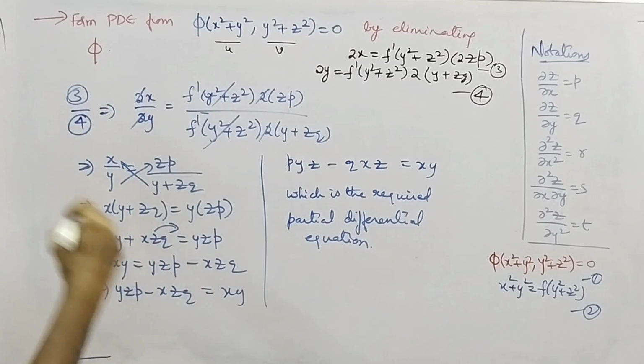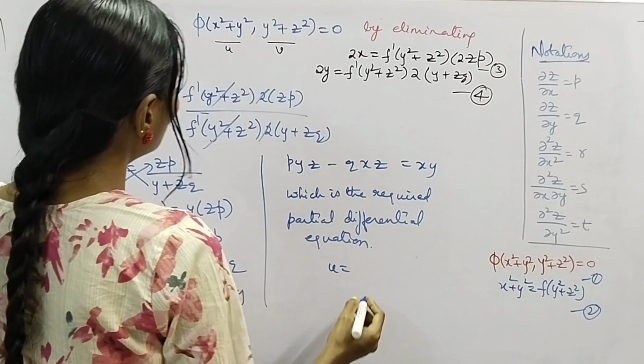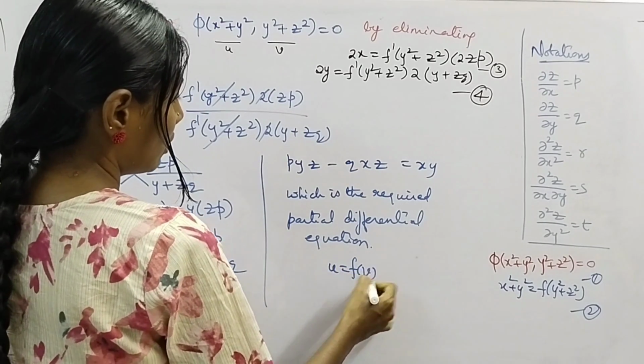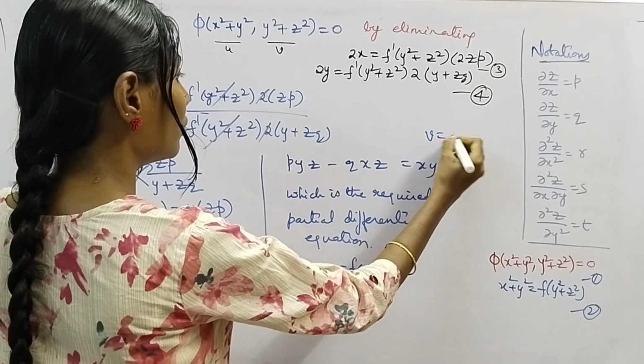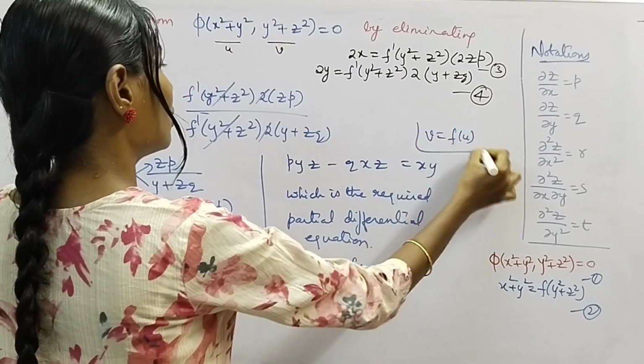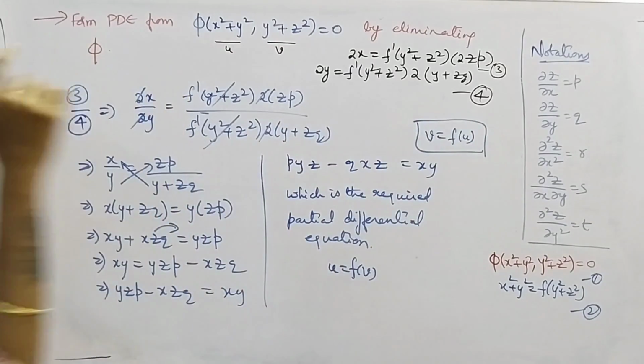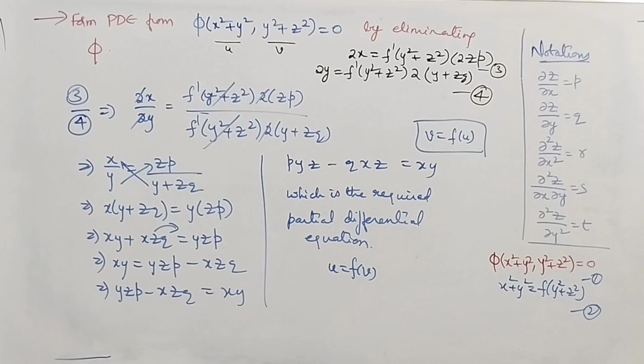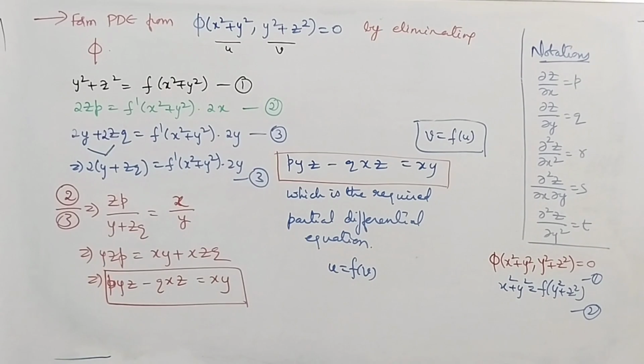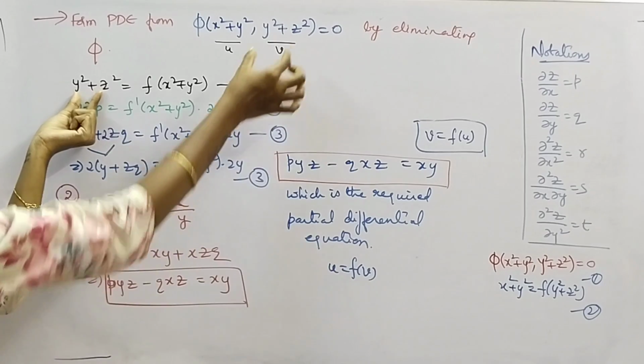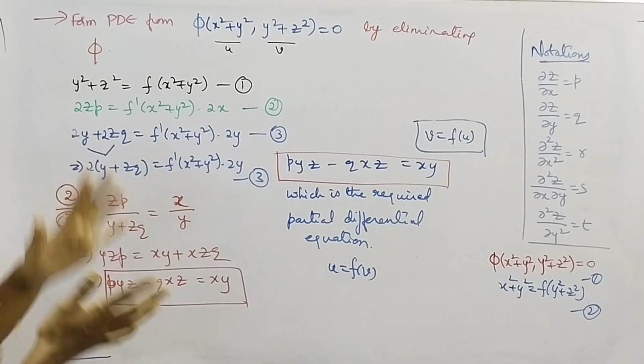Okay, we got this answer using u equal to f of v. Now we'll try for v equal to f of u. Let's see this. I'll solve and I'll show you. And this is the outcome. pyz minus qxz equal to xy. Okay, using v equal to f of u.